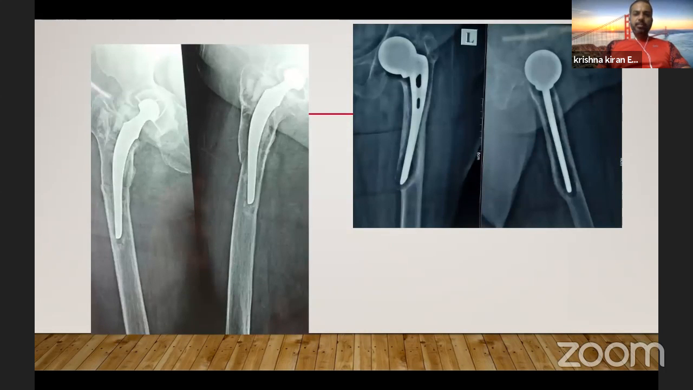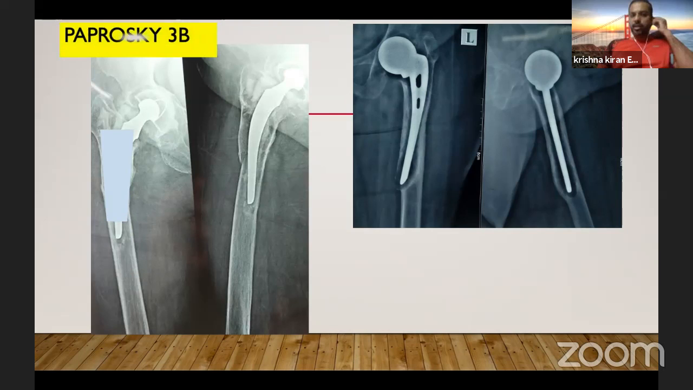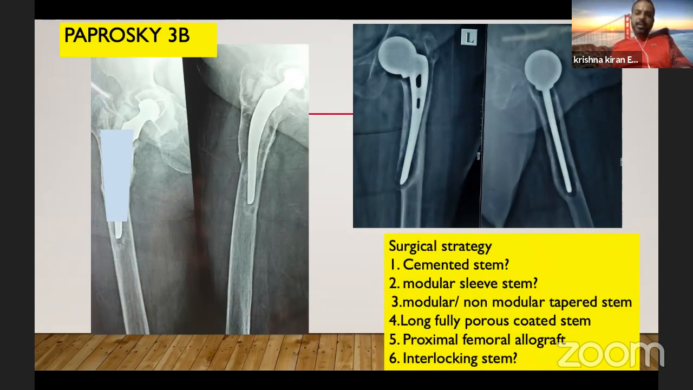Now coming to the Paprosky 3B classification, here we're delving into more complex situations. The proximal part and the upper diaphyseal part or the isthmus part is damaged. Less than 4 centimeters of isthmus is now available for fixation, and you will have to classify this as a Paprosky 3B. Surgical strategy, cemented and modular stems are out. Options, modular or non-modular tapered stems. So you're tending towards the use of modular tapered stems in these cases if you go with what is recommended.